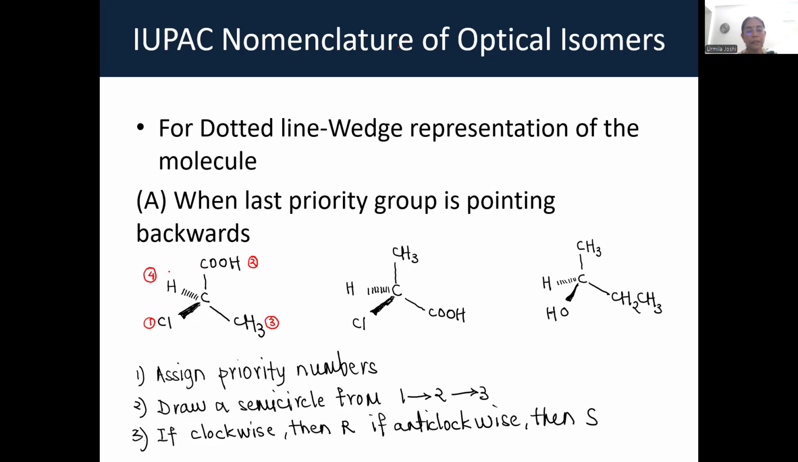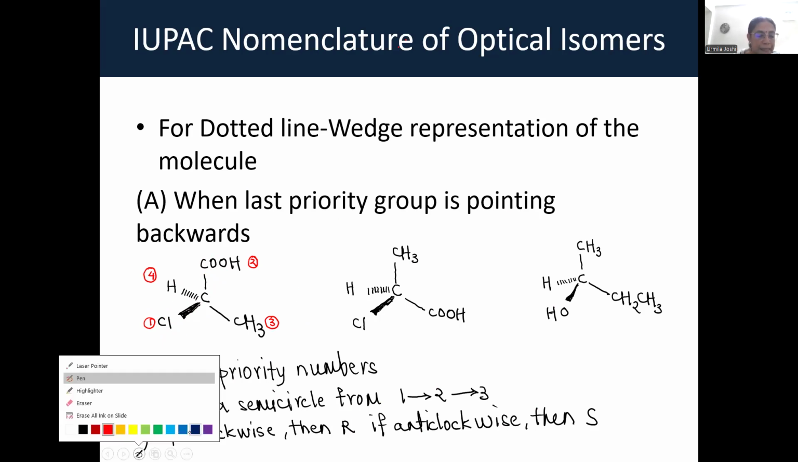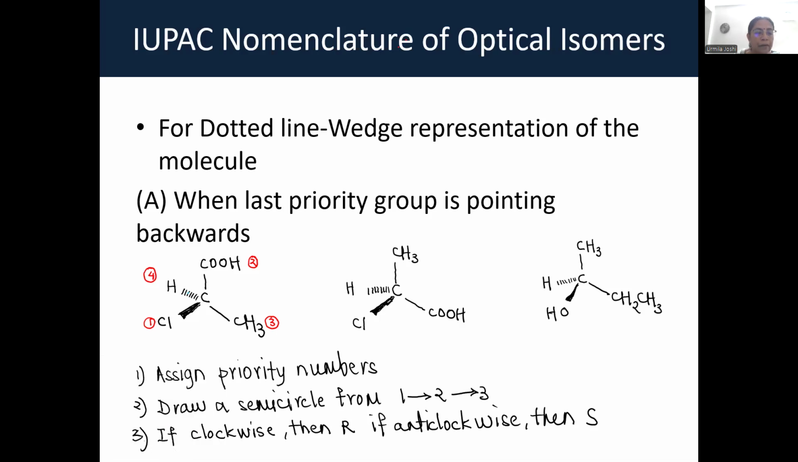Now, when the fourth number is pointing backwards, there is no other conversion needed. What you do is trace a semicircle, ignoring 4 altogether. From 1, you go to 2 and then go to 3. Is it clear? 1 to 2 to 3. Now, this is a clockwise direction. Do you understand that this is a clockwise direction from 9 to 12 to 3? So this is clockwise direction. So this becomes R.